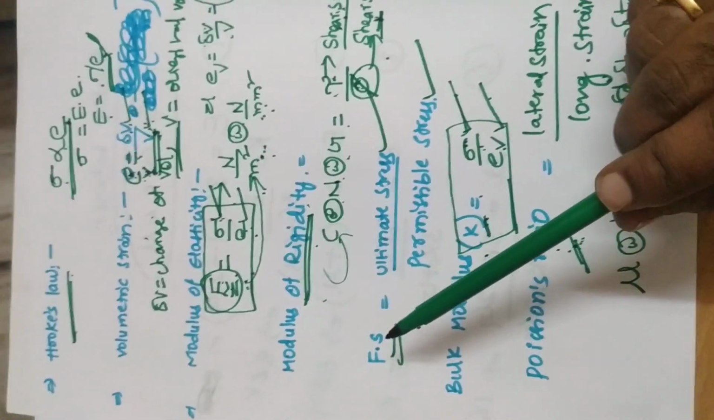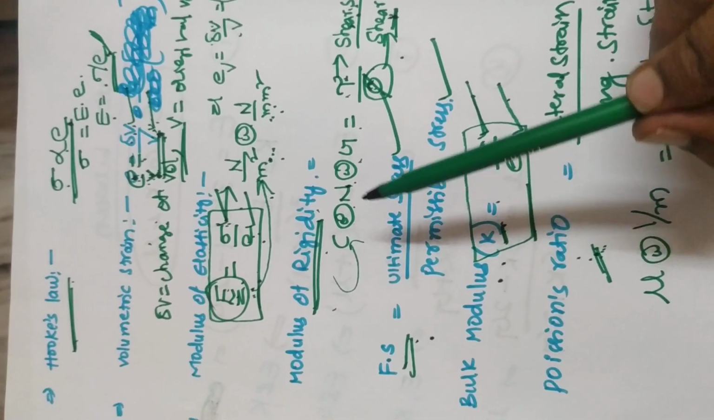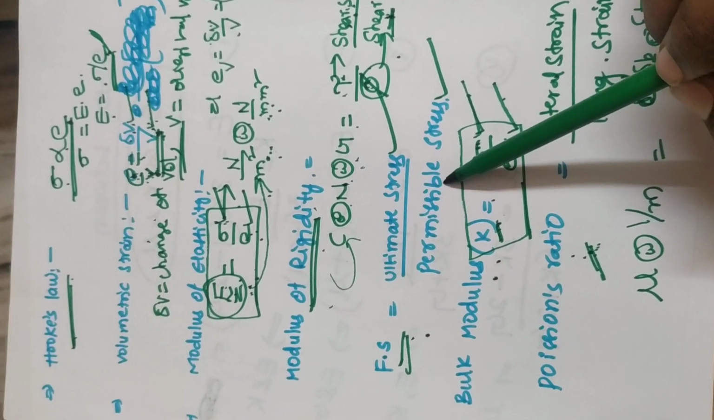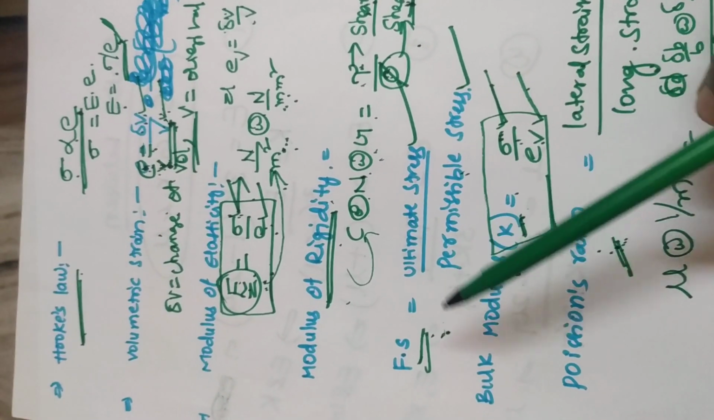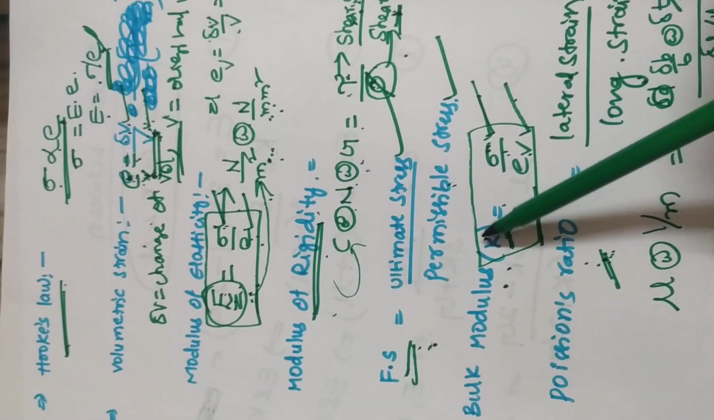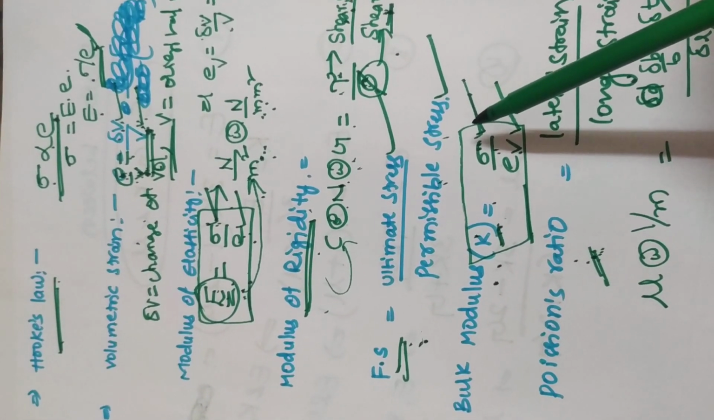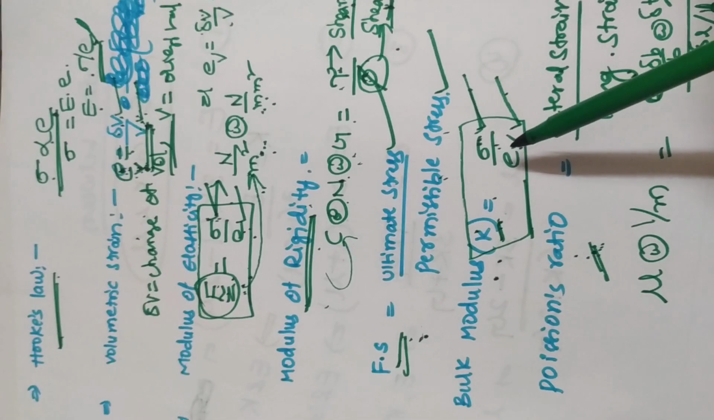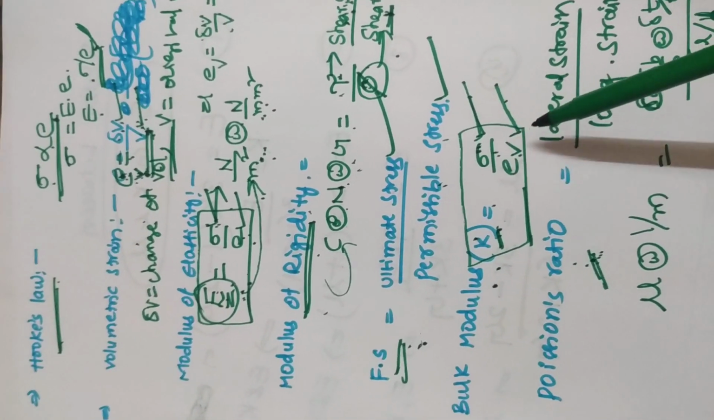The next definition is factor of safety. It is defined as the ratio between ultimate stress to the permissible stress. So no units for factor of safety. Then bulk modulus, K equal to sigma by epsilon V. Sigma means direct stress, epsilon V means volumetric strain. The definition is the ratio between direct stress to the volumetric strain.